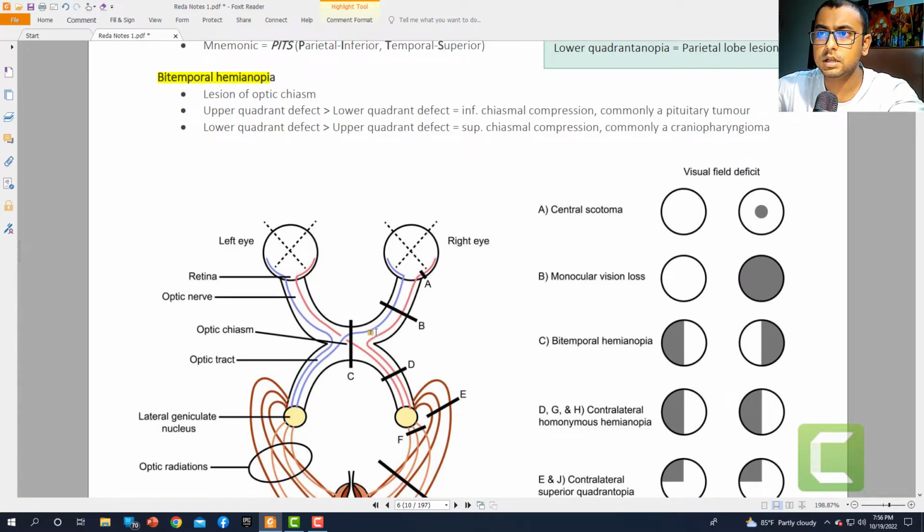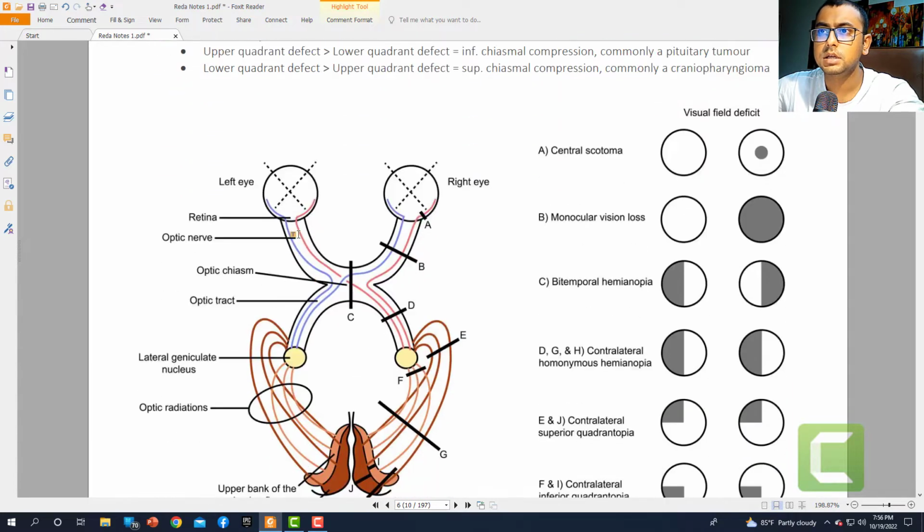If there is a lesion here, there will be bitemporal hemianopia, because the temporal fields are crossing here. This is a temporal, this is a temporal. These two are crossing here: the temporal from the left side and the temporal from the right side. So if there is a lesion, the two temporal regions will be lost. That is bitemporal hemianopia. These are nasal and temporal.